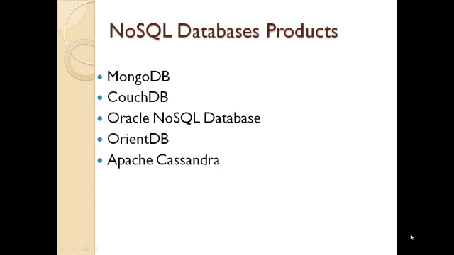Next we'll see the NoSQL database products. MongoDB, CouchDB, Oracle NoSQL database, OrientDB, as well as Apache Cassandra. These are all the recent products of NoSQL database.